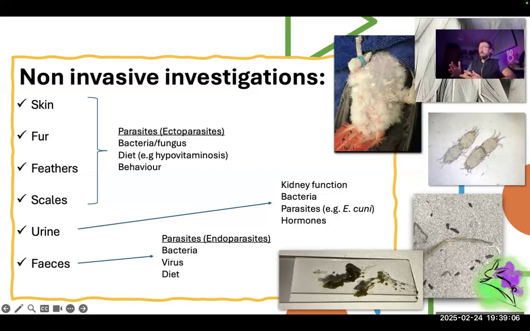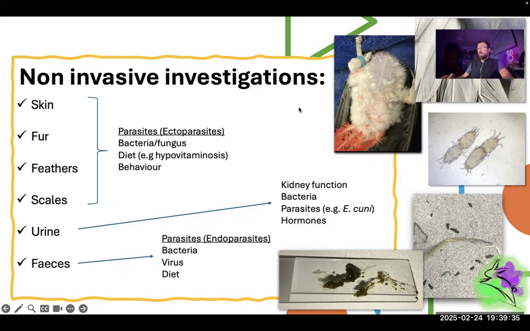As you can see here, as I said, we are not just looking for parasites. We can look also for bacteria and fungus, and understand, just by looking at the feathers, if the diet of our patient is appropriate or not, and also the behavior, because a destructive behavior that brings parrots, for example, to chew the feathers, we can also recognize by assessing the feathers.